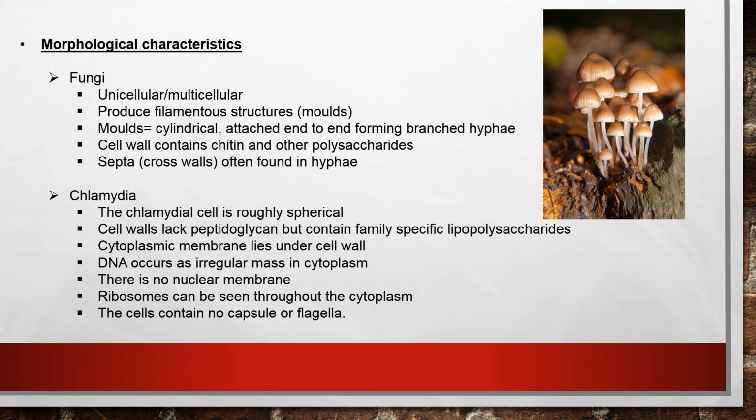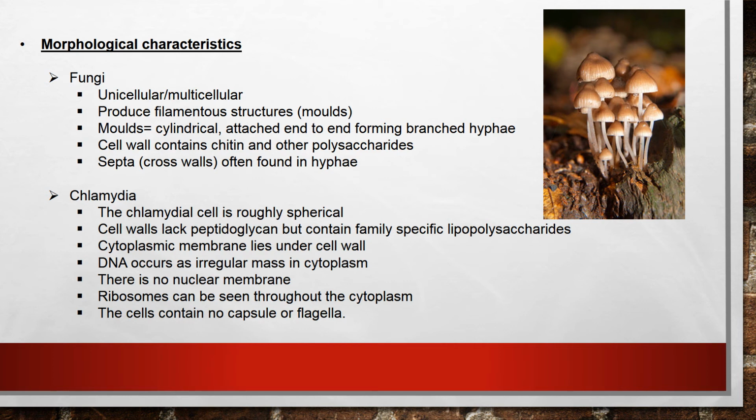Well, what do fungi look like? Fungi may be either unicellular, the yeasts, or multicellular. Multicellular fungi produce filamentous structures called molds. In molds, the cells are cylindrical and attached end to end, forming branched hyphae.